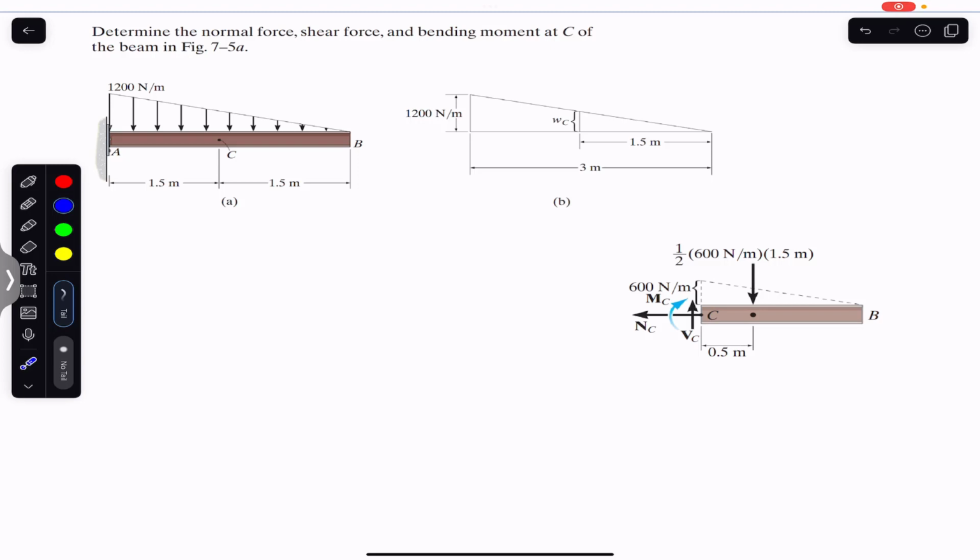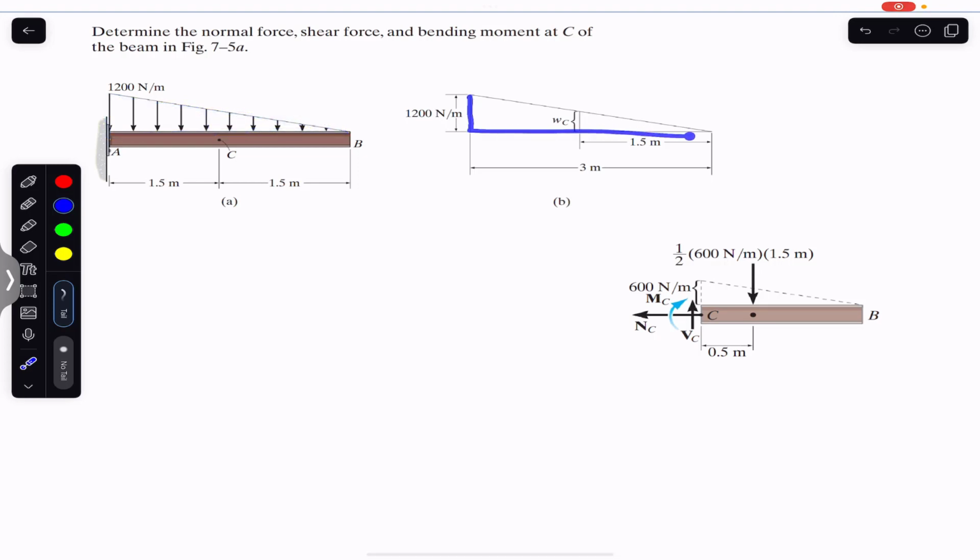Now to consider this BC segment, first of all we need to find the distributed load intensity at point C. Let's say the height of the load distribution at point C is represented by WC, and to find that WC we need to consider two similar triangles. One triangle is this and another triangle will be like this. So we have two similar triangles which are shown here.